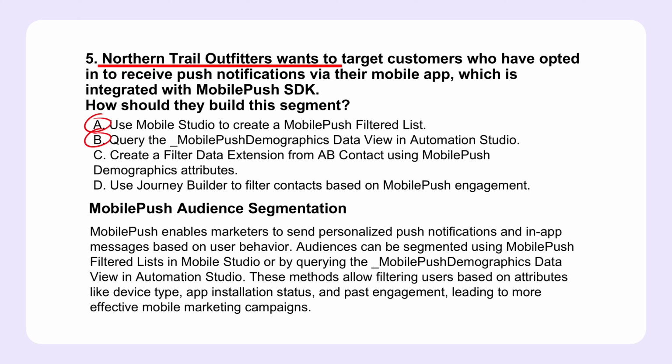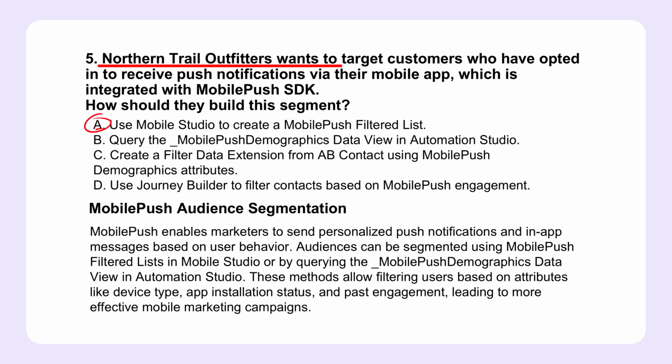The mobile push demographics data view is basically a system-maintained data table within Marketing Cloud that stores all sorts of information about your mobile app users and how they interact with mobile push. So it includes stuff like unique device identifiers, the platform they're using, whether it's iOS or Android, and importantly, their preferences for push notification opt-in. So by using SQL queries in Automation Studio, you can pull data from this view and create really targeted segments based on these attributes, specifically focusing on those who have opted in.